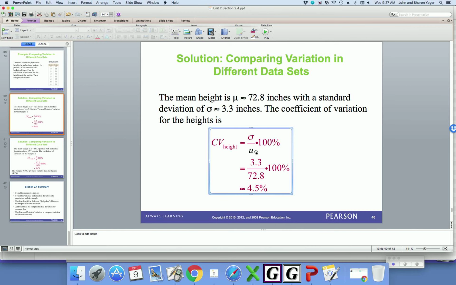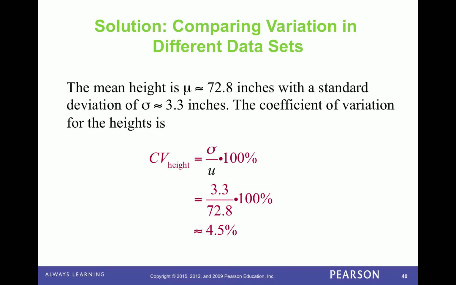All right, so sigma divided by mu times 100%. So 3.3 divided by 72.8 times 100%. So the coefficient of variation of the height is 4.5%.